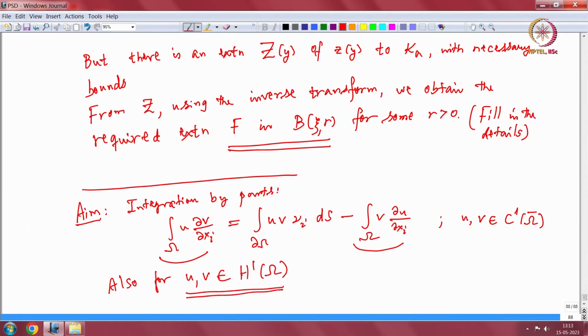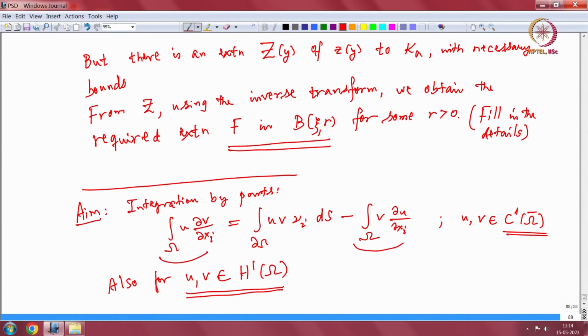Okay. So for that we first obtain the density result that C1 omega bar is dense in H1 omega. So then we can approximate u and v by a sequence of smooth functions. So this density result is just a corollary of this extension result. Okay, so now it's not a big problem. So the density result is immediately obtained.